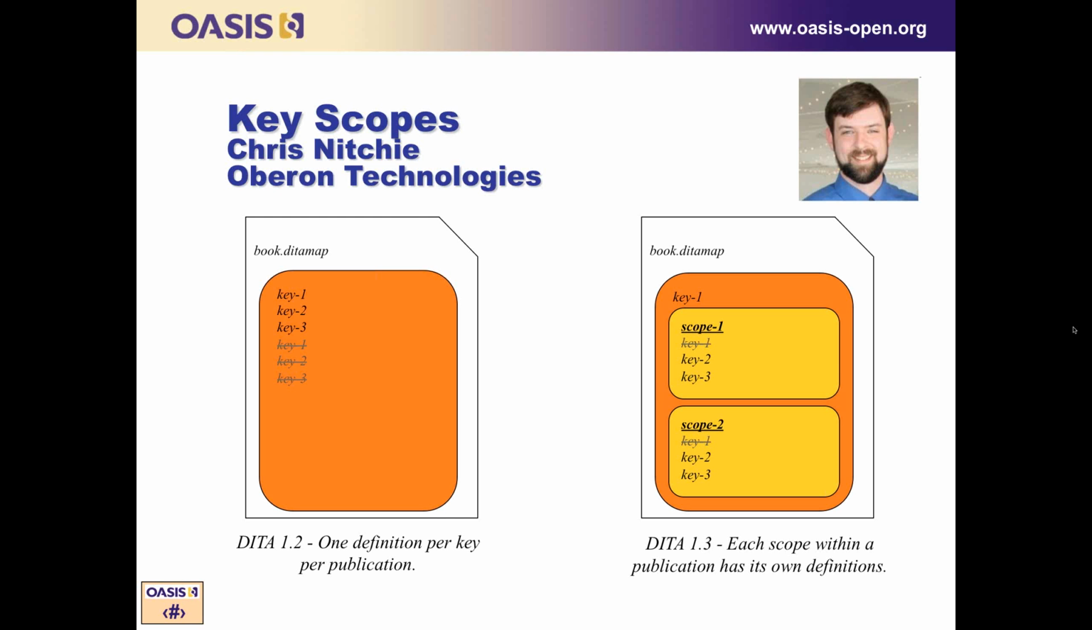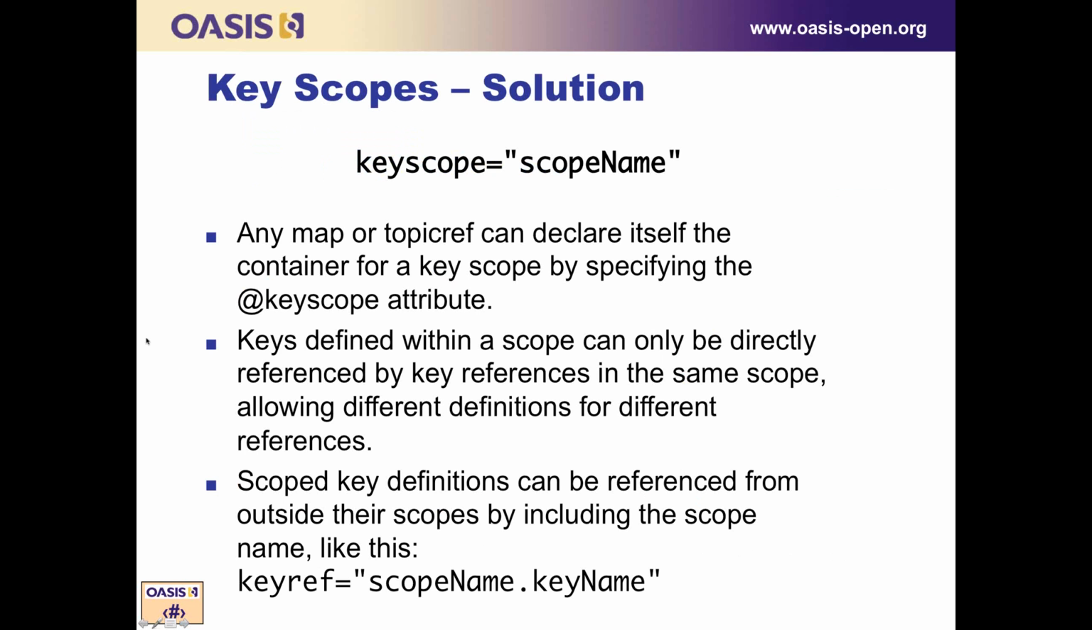So here we have key 2 and key 3 defined in both scope 1 and scope 2. And because they're wrapped within a scope, those definitions only apply for the references within those scopes. And using this mechanism, we can have different definitions at different areas of the publication. Advance to the next slide.